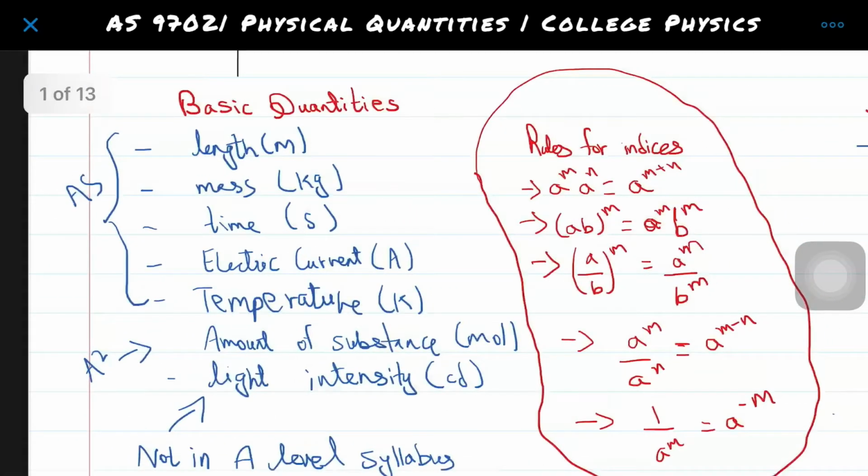So we're going to go through some of the basic quantities. They include length, which is measured in meters. There is mass, which is measured in kilograms. There is time, which is measured in seconds. There is electric current, which is measured in amperes. There is temperature, which is measured in Kelvin. These are the basic quantities we're going to be covering in our AS syllabus.